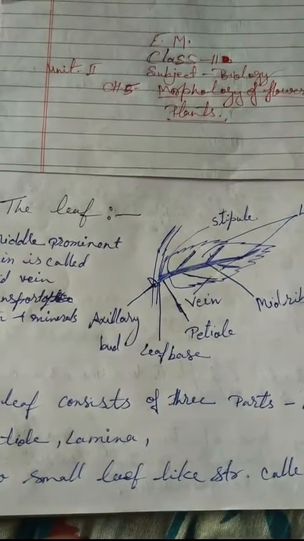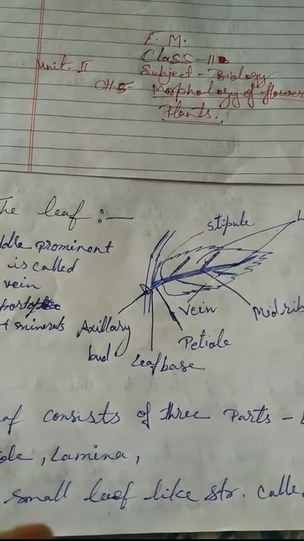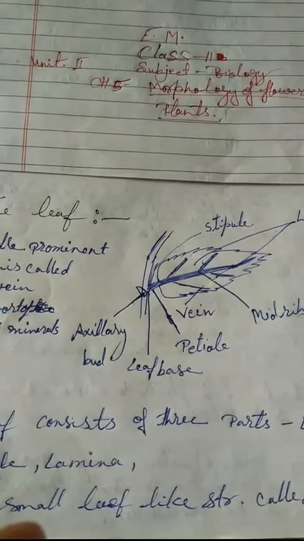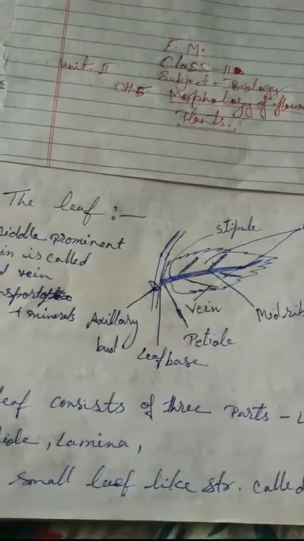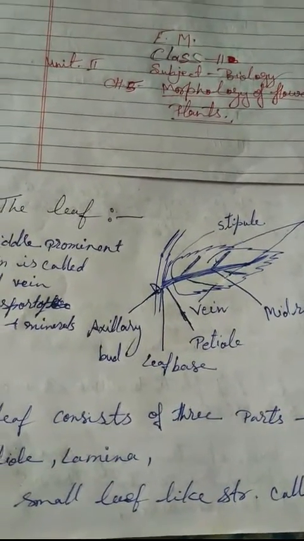Good afternoon, everyone. Class 11, Subject Biology, Unit 2nd, Chapter 5th, Morphology of Flowering Plants. Continue this topic. The leaf. Showing in this the figures of leaf.